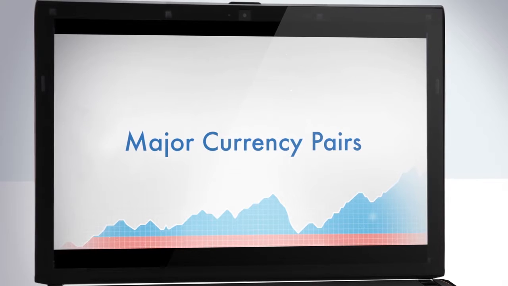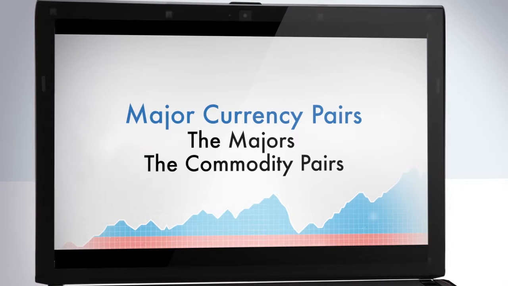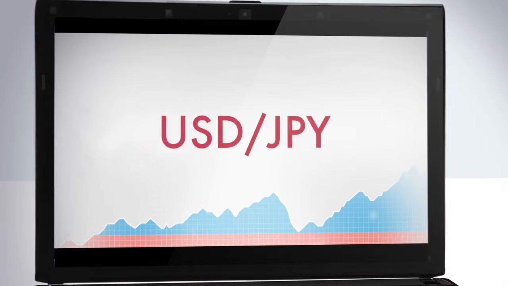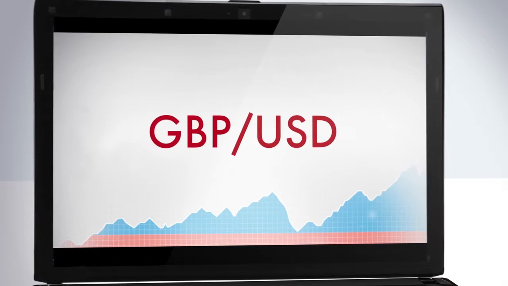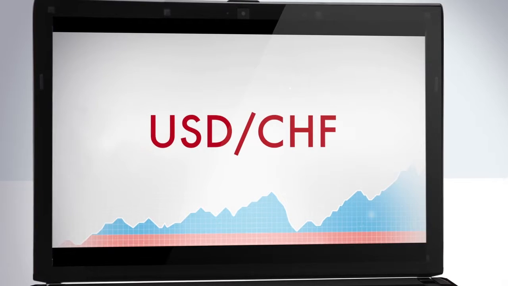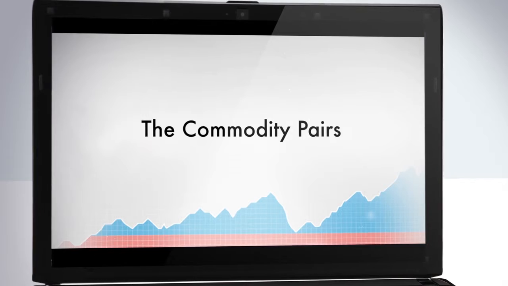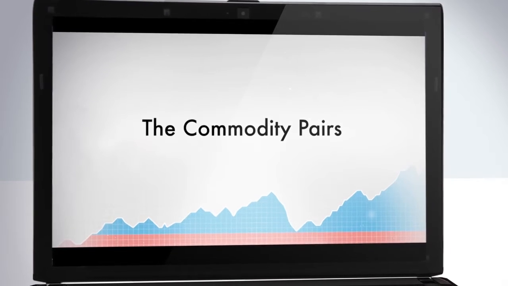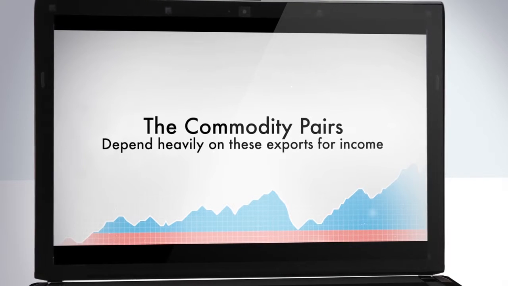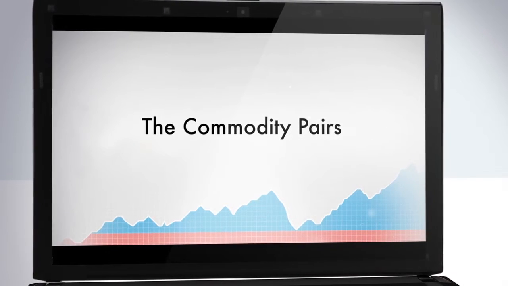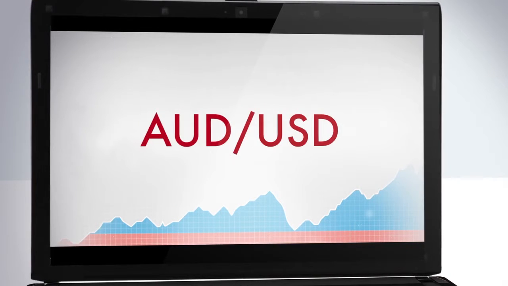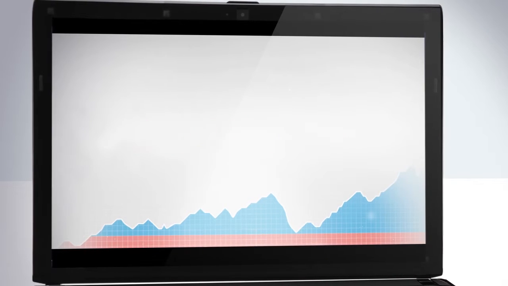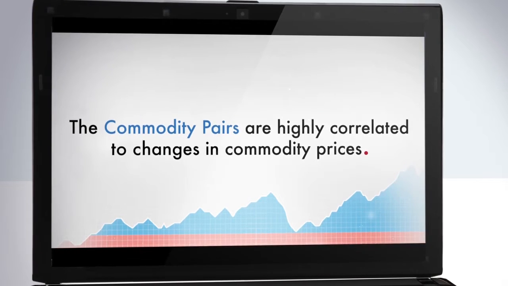Major currency pairs are further divided into the majors and the commodity pairs. The majors consist of Euro US dollar, US dollar Japanese yen, Great British Pound US dollar, US dollar Swiss franc. The 3 commodity pairs consist of major currencies that possess large amounts of commodities and natural resources and which therefore depend heavily on these exports for income. These commodity pairs are the US dollar Canadian dollar, Australian dollar US dollar, and New Zealand dollar US dollar. These pairs are highly correlated to changes in commodity prices.